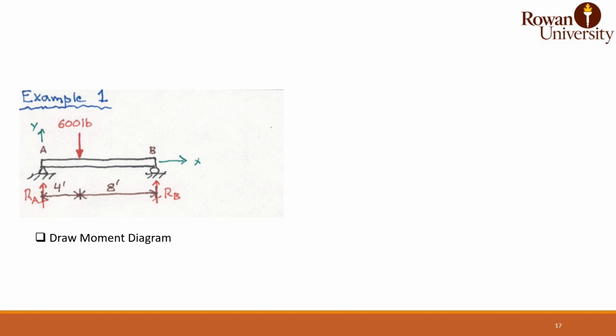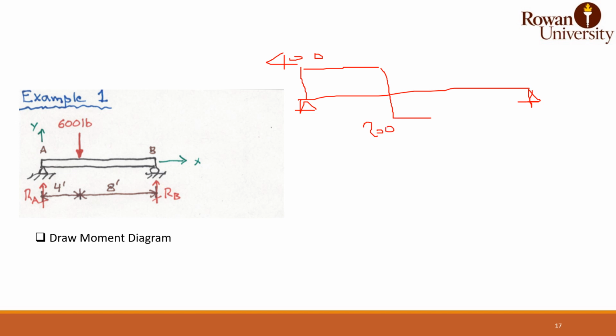To draw your bending moment diagram, since we already drew the shear diagram as 400, constant for 4 feet, then dropping to 200 negative for 8 feet. This is negative, this is positive, and the distances are 4 feet and 8 feet.